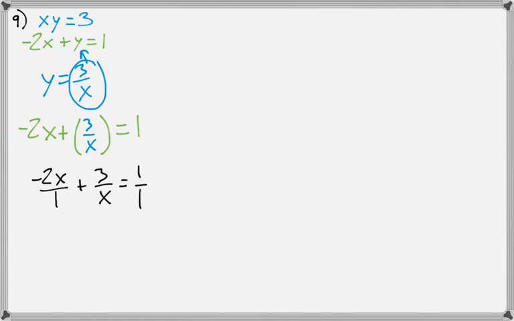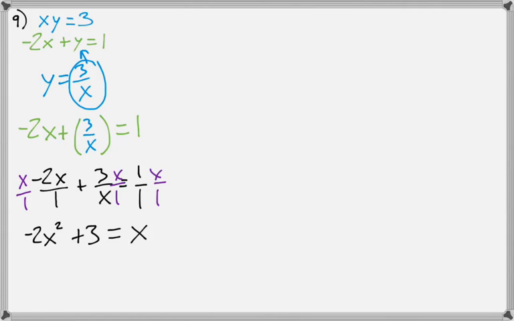So I want to get rid of my fractions, so I want to multiply by the LCD of all 3 of these, and that is x. So I'm multiplying each fraction by that LCD, which is x. And that leaves me with negative 2x squared plus 3 is equal to x.